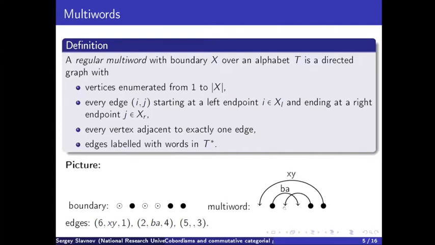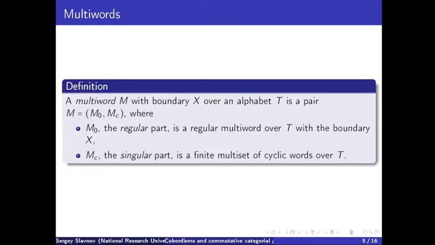And unfortunately, for consistency of definitions, we'll have to consider somewhat pathological multi-words which are not regular. So a general multi-word is defined as a pair: a regular multi-word, the regular part, and the singular part, which is a finite multi-set of cyclic words. A cyclic word here means a cyclically ordered sequence of letters.